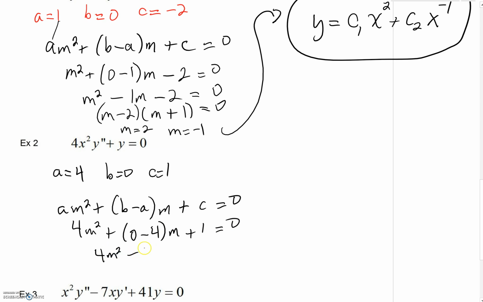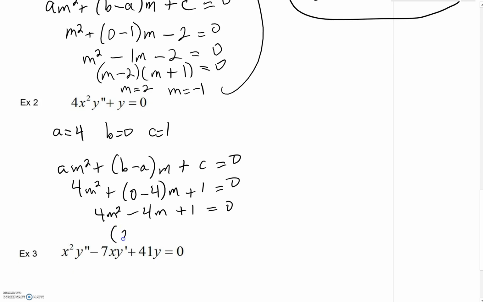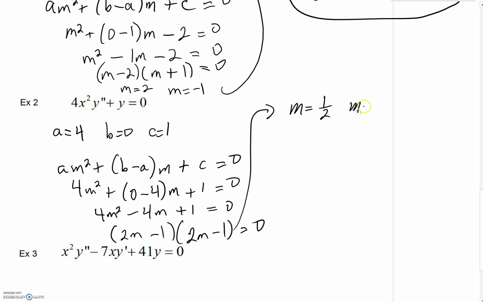Here's 4m squared minus 4m plus 1. You can think, hey, does this factor? Indeed it does. It's a perfect square. I think you can see that pretty quickly. It's 2m minus 1 times 2m minus 1. What does that lead us to? Well, if you were to solve both of those, setting them equal to 0, you'd get identical solutions. Well, we'd have c1 x to the 1/2.